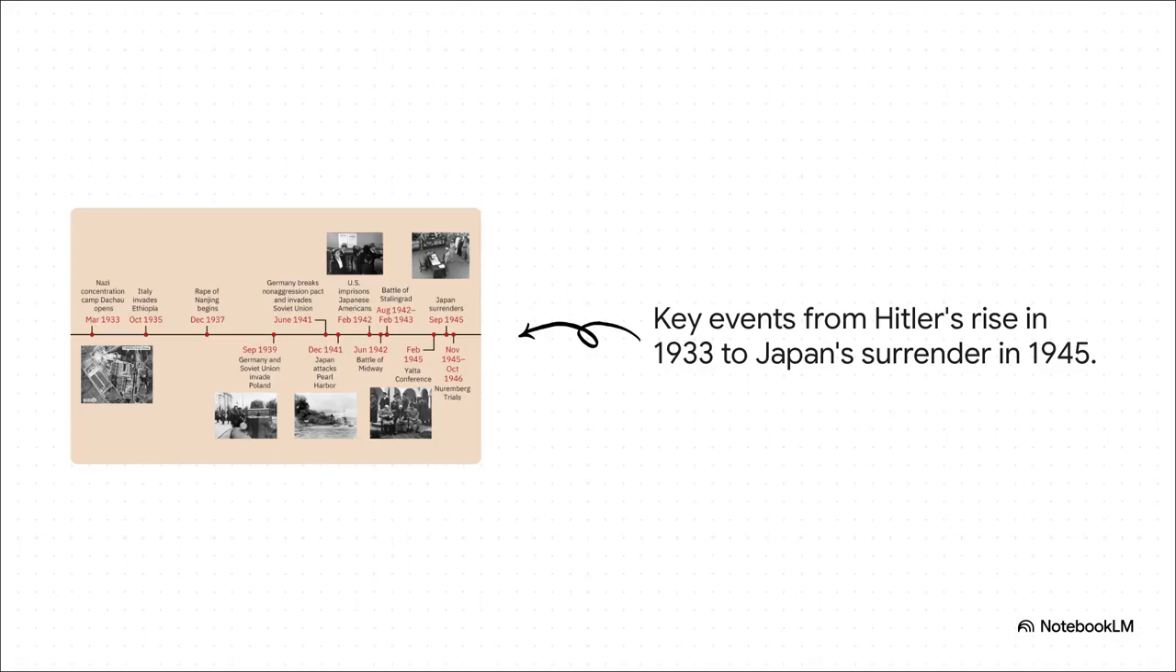This timeline really maps out that road back to war. You see Hitler coming to power in 1933, then a series of aggressive moves that went unchallenged. Then finally the invasion of Poland in 1939, and that's it. The world is at war again.